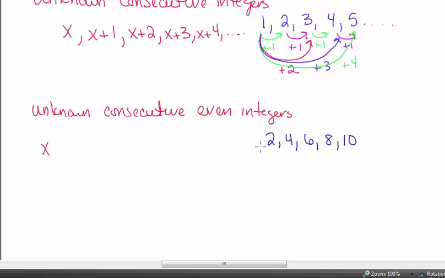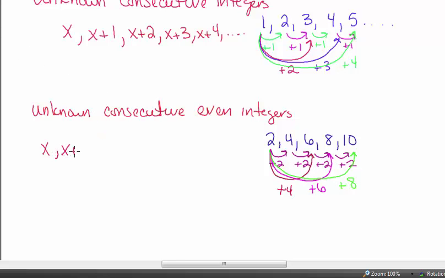To get from a 2 to a 4, I added 2, and then I added 2 again, and then I added 2 again, and then I added 2 again. But to get from a 2 to a 6, I added 4. And to get from a 2 to an 8, I've added 6. And to get from a 2 to a 10, I've added 8. See, 2, 4, 6, 8. So with my unknown consecutive evens, I'm adding 2 each time. So I add 2, and then I add 2 more, and then I add 2 more, and then I add 2 more, etc.